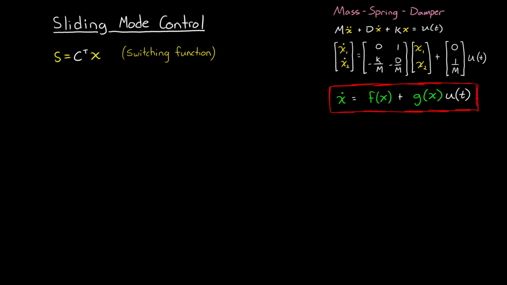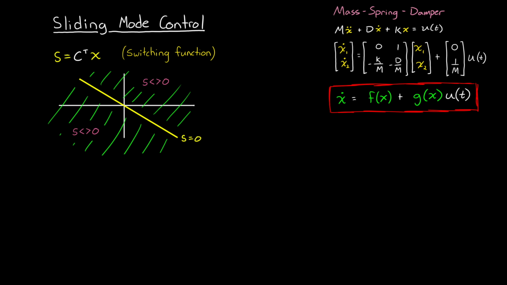And to begin, we need to define a switching function, s. And recall from earlier that I said that the switching function is a linear combination of all of the states. So s equals c transpose x. And when s equals 0, this defines the sliding surface. And if s is not 0, this means that the system states are not on that surface. It could be anywhere else in the phase plane. And remember, we want our controller to ensure that the system states always reach that line.